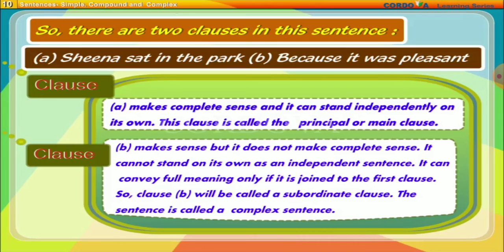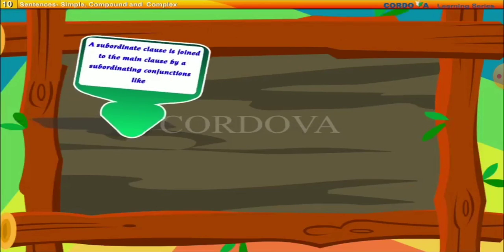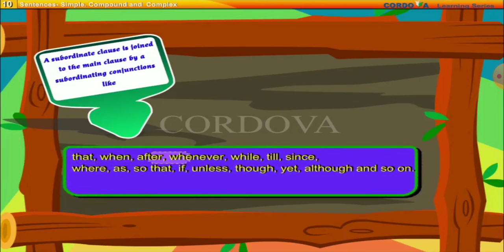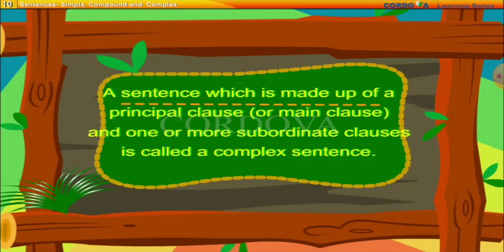Points to remember. A clause has a subject and a finite verb of its own. A clause that can stand independently and makes complete sense is called the principal or main clause. A clause that cannot stand on its own and depends on another clause to make complete sense is called a subordinate clause. A sentence may consist of one or more clauses. A sentence has as many clauses as the number of finite verbs in it. A simple sentence has only one finite verb and is made up of only one clause.